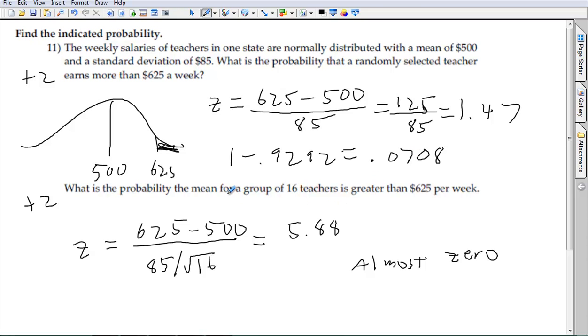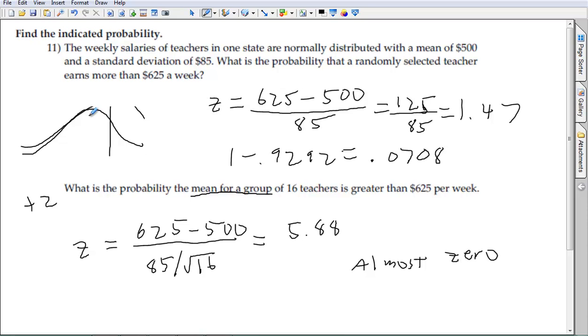And then what's the mean? So that's the central limit theorem, mean of a group. So now the only difference is we divide by the square root of 16. And this is a very rare event, almost 6 standard deviations away from normal. And if you find that probability, if we draw that picture, let me see if I draw that picture.